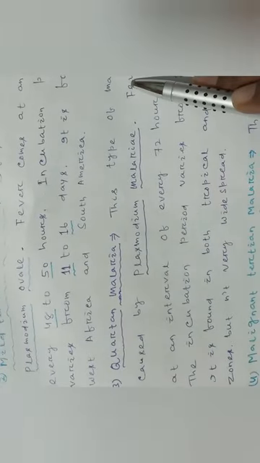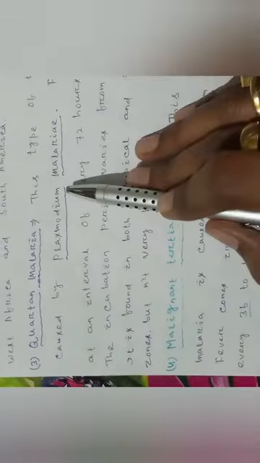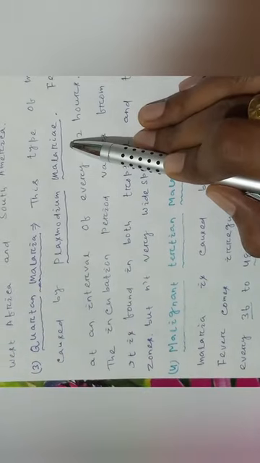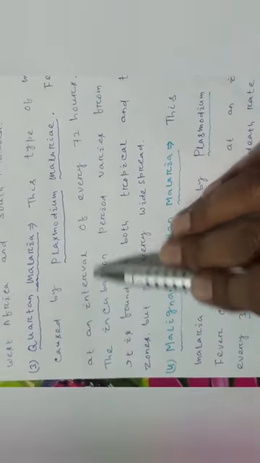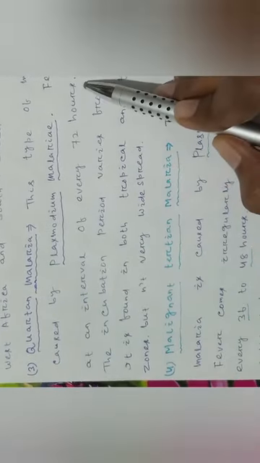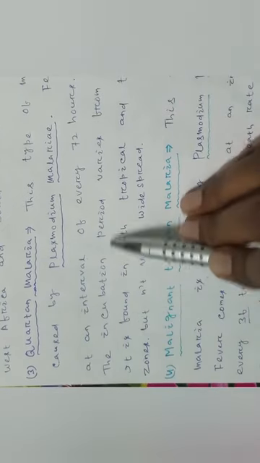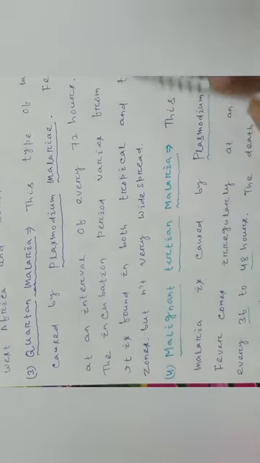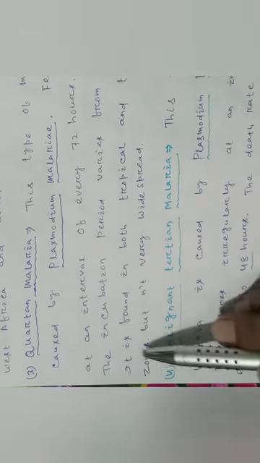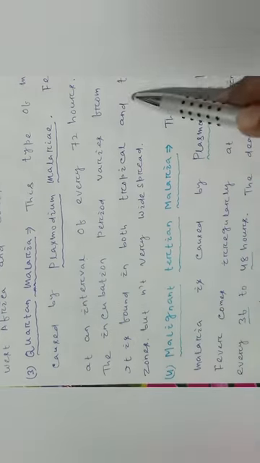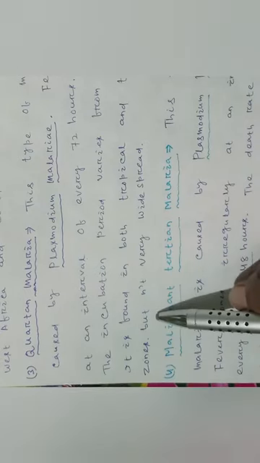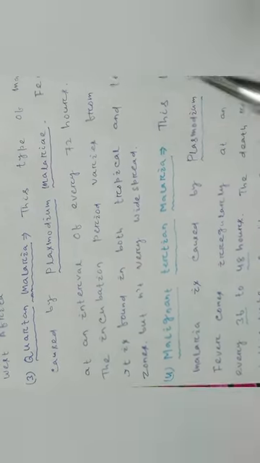Then quartan malaria. This type of malaria is caused by Plasmodium malariae. Fever comes at an interval of every 72 hours. The incubation period varies from 28 to 37 days. It is found in both tropical and temperate zones, but is not very widespread.